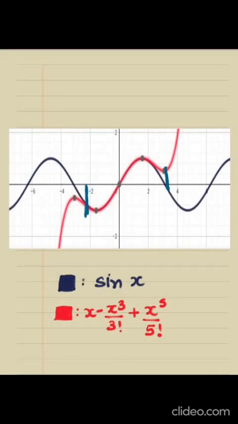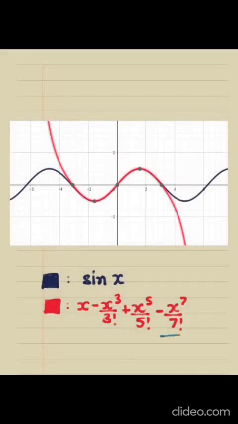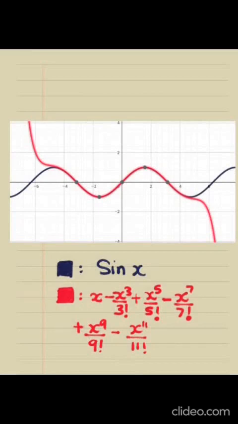And over here I've added one more term, which is negative x raised to 7 over 7 factorial. And as you can see, it's closer to sine x than before I added this term. I've done one more, which is I've added x raised to 9 over 9 factorial and subtracted x raised to 11 over 11 factorial. And this is very, very close to the graph of sine x. So this is what the Taylor series can do for you, and I find this really fascinating and amazing.